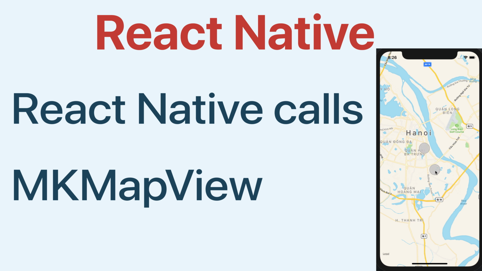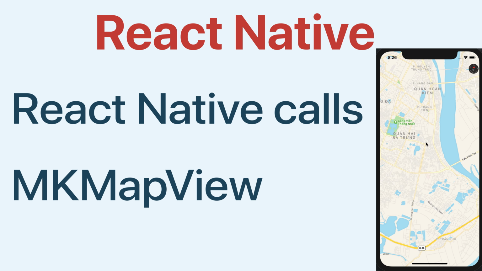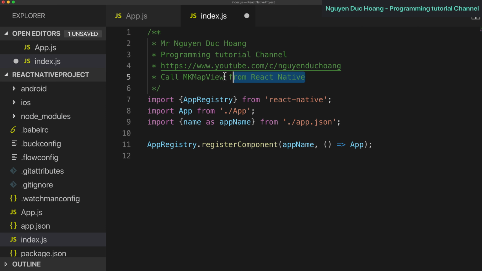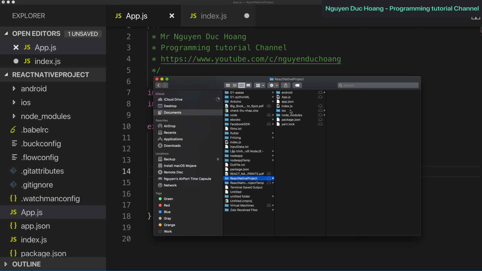Hi everyone. Today we will talk about how to call MKMapView in iOS using React Native. Firstly, in this lesson, I will use a blank React Native project, and we have the app component. The app component is in a very simple form. We export this class App with a simple view inside the render function.